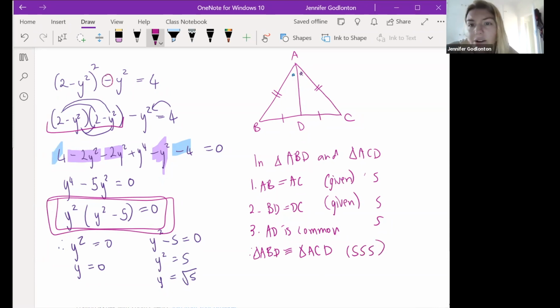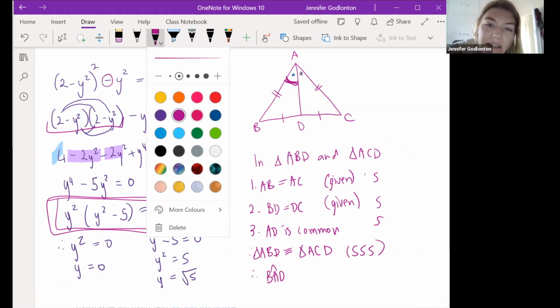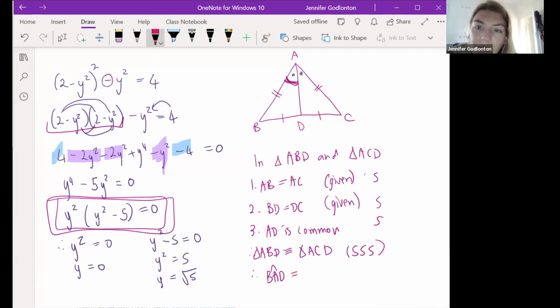And because they are congruent, that means they are the same in every way. Therefore, angle BAD, so I'm talking about this angle here, that's angle BAD, is equal to angle CAD because they are congruent. So then, therefore, AD bisects angle A.